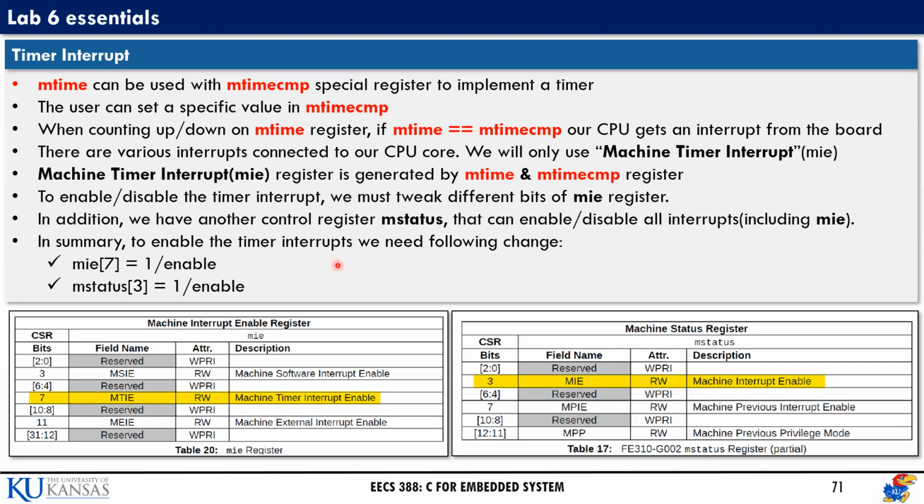So in summary, to enable the timer interrupts, we need the following changes. We have to set bit 7 of the MIE register to 1. We also have to set the mstatus bit, bit number 3, to 1 to enable the mstatus interrupt signal.